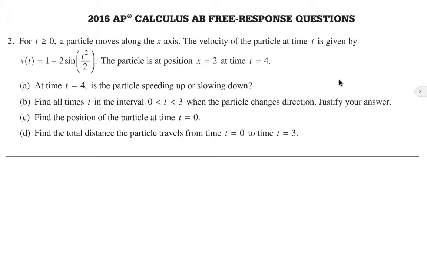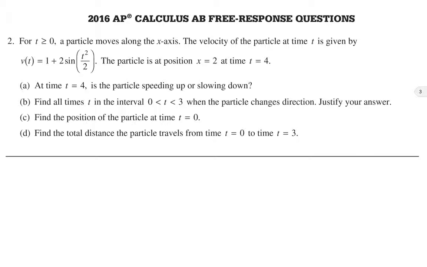Okay, so for t greater than or equal to 0, a particle moves along the x-axis. The velocity of the particle at time t is given by v of t, and the position of the particle is x equals 2 at time t equals 4. In other words, x of 4 equals 2. At time t equals 4, is the particle speeding up or slowing down?